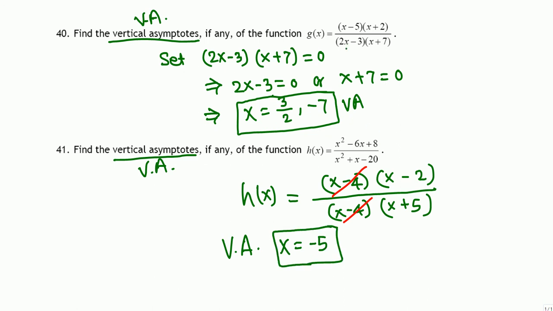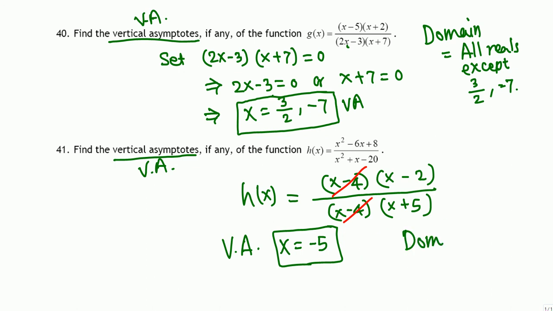Okay, optional information. If the domain was asked for the first function, then the domain would be all reals except, in this case, 3 halves makes this part 0. That's why it's a vertical asymptote, and negative 7 also makes 0, so all reals except 3 halves and negative 7. In this second case, the domain is not asked in this question, but the domain would be all reals except this vertical asymptote and more, negative 5 and 4.